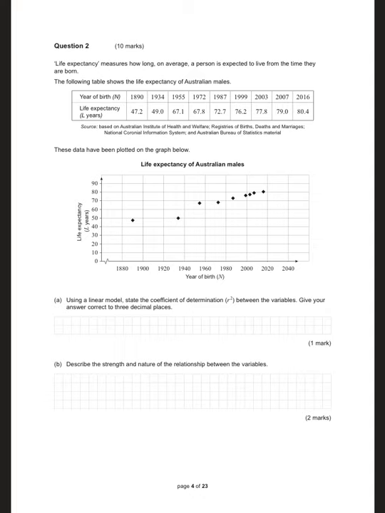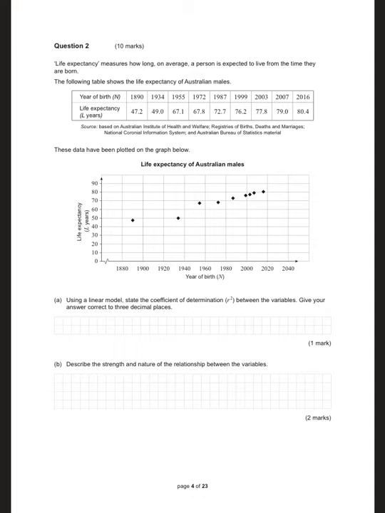So the year of birth is the independent variable determining your life expectancy. So 1890, 1934, 1955, 1972, 1987, 1999, 2003, 2007, 2016. Then 47.2, 49, 67.1, 67.8, 72.7, 76.2, 77.8, 79, 80.4.